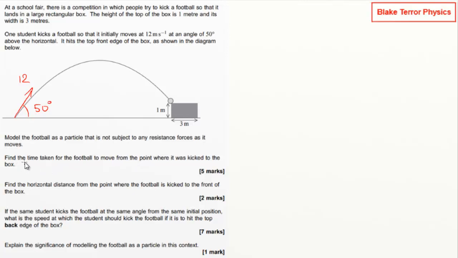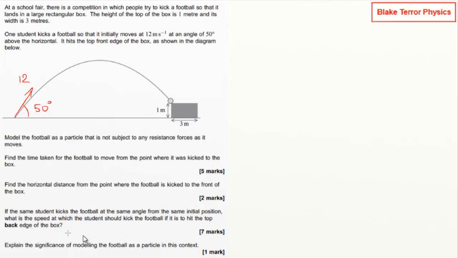Find the time for the football to move from the point where it's kicked to the box, then find the horizontal distance. Then, if it hits the back edge of the box, so we're just moving everything along. And then explain the significance of modelling the football as a particle.